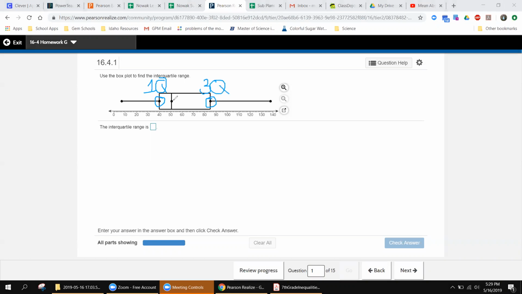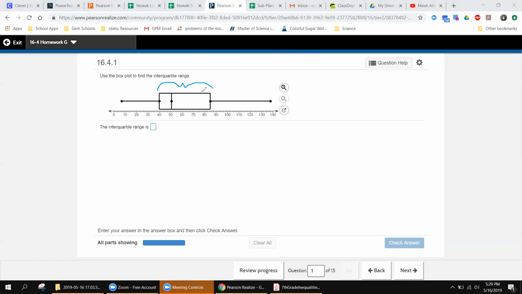You technically can call your median your second quartile, but it's much more common to use median as your center value instead of saying your second quartile. That just sounds a little bit silly. So my interquartile range is just talking about the range between my middle 50% of data values.